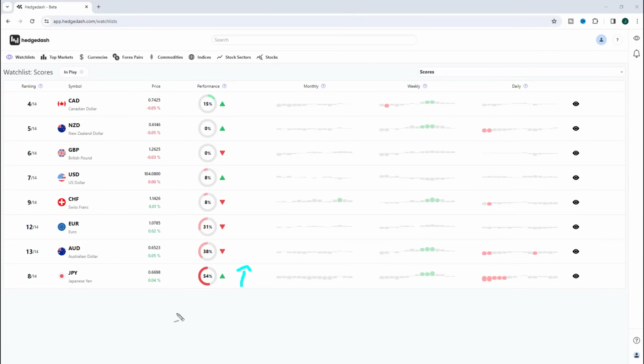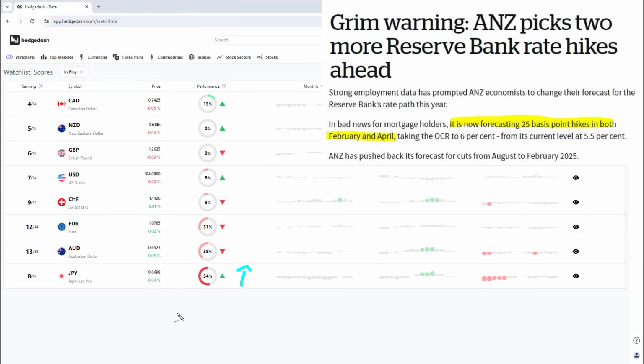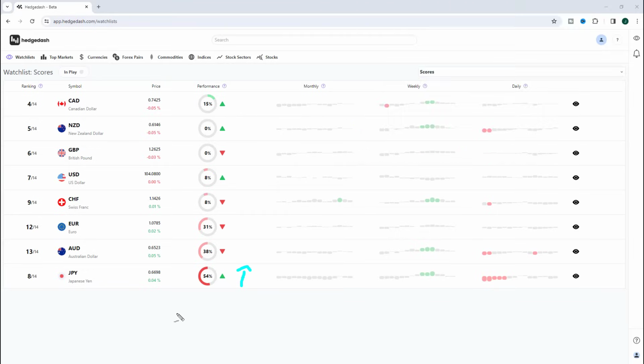But the other thing I really like about the New Zealand dollar long theme is that there is a fundamental bias to this now heading into next week, because yesterday we had ANZ Bank coming out and they stated that they are now forecasting 2 more rate hikes from the Reserve Bank of New Zealand, a 25 basis point hike in February and a 25 basis point hike in April. Now, why is this important? Well, it's not just important for the New Zealand dollar, because obviously if they're going to start hiking rates again after pausing, the RBNZ, then this is bullish for the New Zealand dollar.